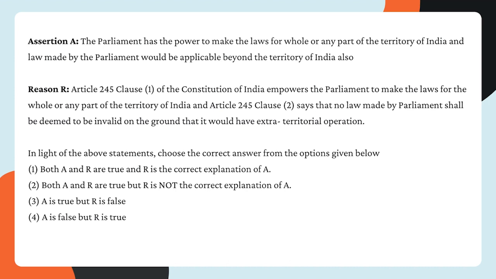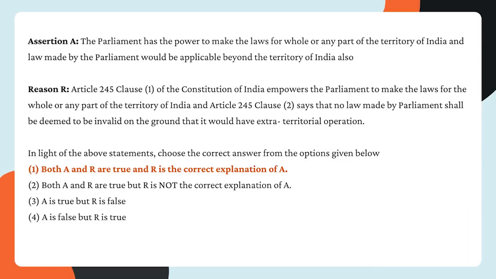The reason given is that Article 245 Clause 1 of the Constitution empowers the Parliament to make laws for the whole or any part of the territory of India, whereas Clause 2 says that no law made by the Parliament shall be deemed to be invalid on the ground that it would have extraterritorial operation. As you know, the Article 245 language has been copy pasted here. So yes, the reason is the correct explanation of assertion A. According to which option number 1 is the correct answer. One thing you should also remember is that the doctrine of territorial nexus has been derived from this very article.